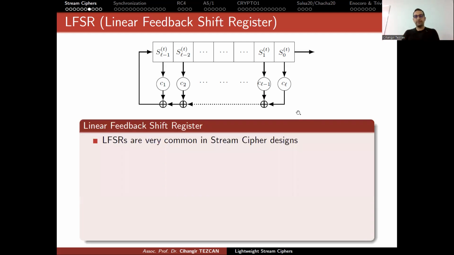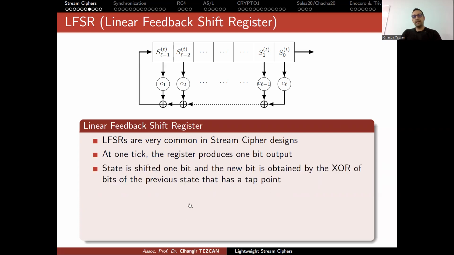I explained on the picture, but let's read the definition from the slides. LFSRs are very common in stream cipher designs. At one tick or clock, the register produces one output bit. The state is shifted one bit, and the new bit is obtained by the XOR of the bits of the previous state that have a tap point. We call these tap points. You don't have to have all of these tap points. For instance, you can design an LFSR which has only 2 tap points: the others are zeros, so you only XOR these 2 values and write the result here.